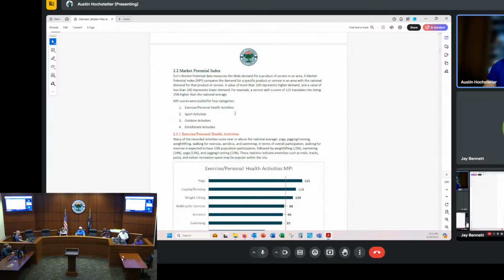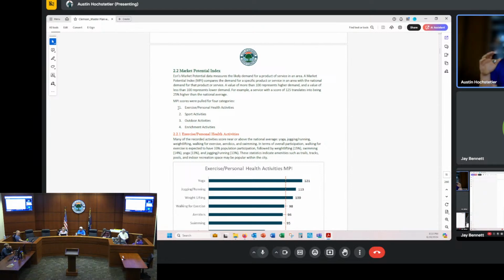But I want to move down here to, once you get past just the actual demographics, you'll also see a lot of information about potential. A lot of local trends can be pulled by looking at market research and consumer surveys. And we pull numbers, scores for 4 different categories: exercise, personal health activities, sport activities, outdoor activities, and enrichment activities.